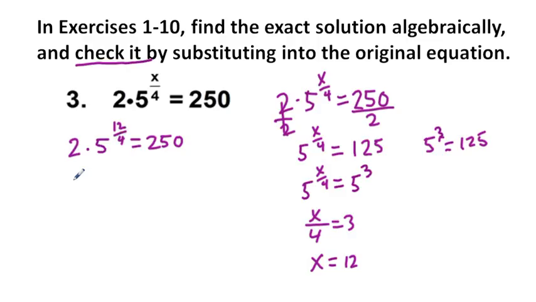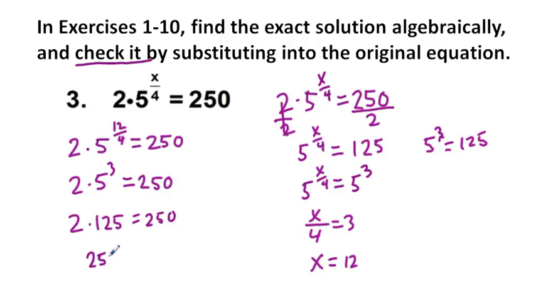Okay, 12 over 4, the left side simplifies to 3, so we have 2 times 5 to the third power equals 250. And then 2 times, well, 5 cubed is 125, so 2 times 125 equals 250. With the left side, we have 250 is equal to 250. So we box in our answer, box in the check, and then we come back here and box in our answer, x equals 12, as our correct answer.